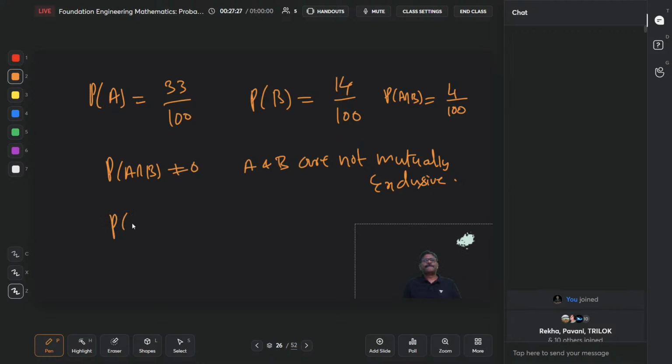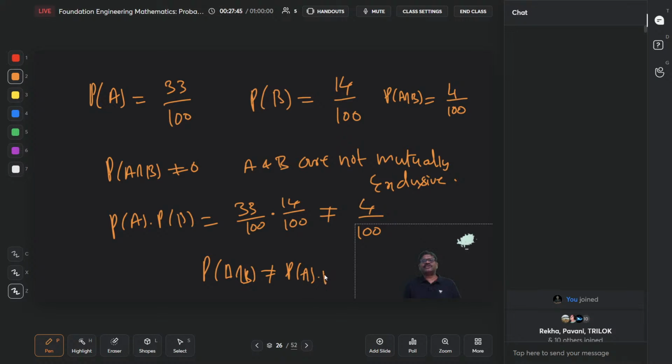Now, probability of A into probability of B is 33 by 100 into 14 by 100, which is not equal to 4 by 100. Therefore, probability of A intersection B is not equal to probability of A into probability of B. Therefore, A and B are not independent.